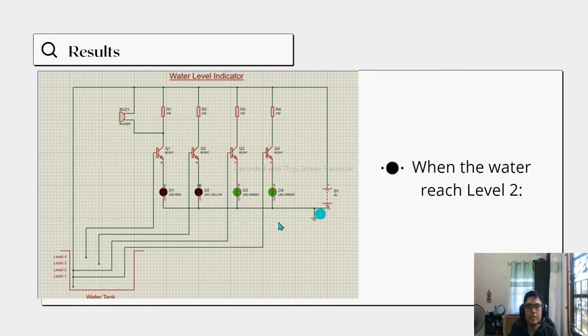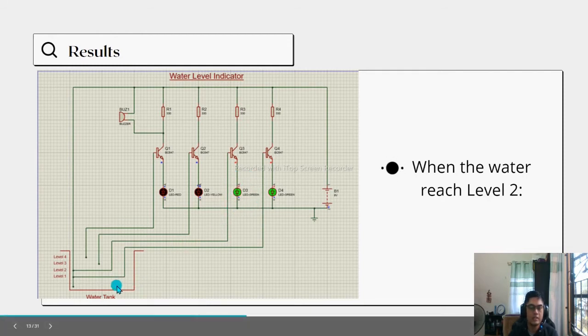Then when the water has reached level 2, as you can see here, the second wire has been connected to this wire. That means it has reached level 2. So the second green LED has lit up, and this shows that the water level has reached level 2.